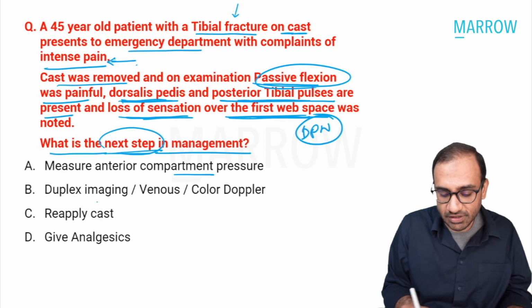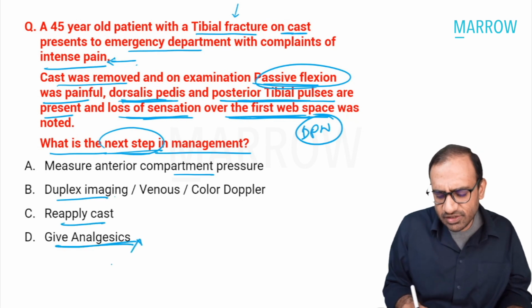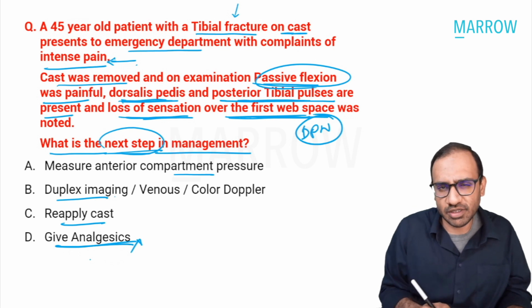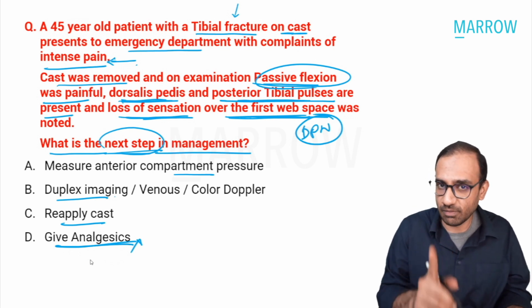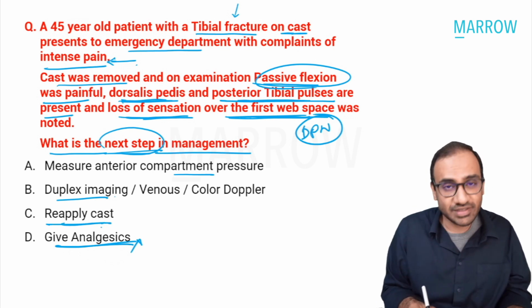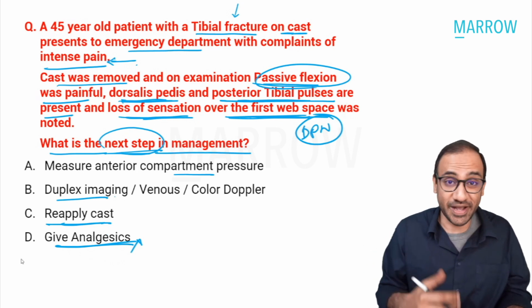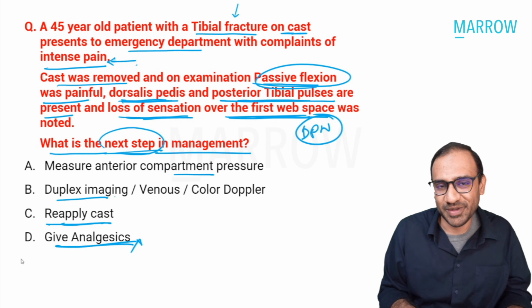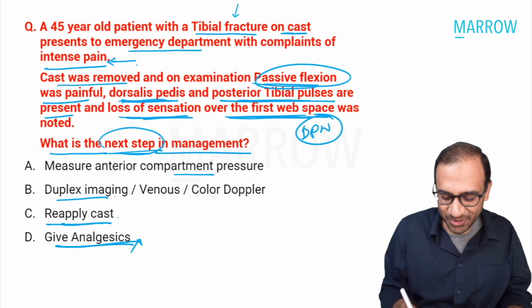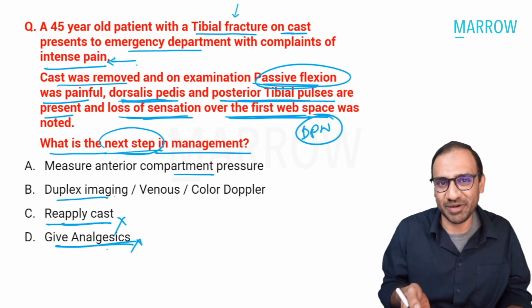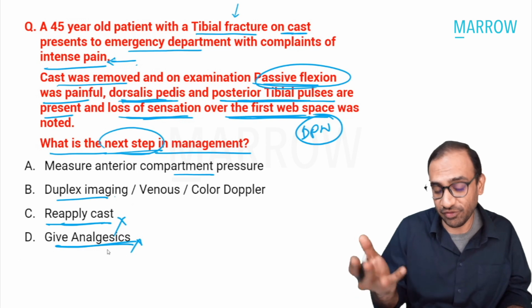Measure the compartment pressure, or do duplex imaging, reapply the cast, or give analgesics. Giving the analgesics will not help. It's just symptomatic management. It will control the pain, but it will not stop the compartment syndrome. Reapply the cast? Yeah, joke. Make sure you do it so that you expedite the process of compartment syndrome and take the limb for amputation. Don't do that. Don't reapply the cast. The patient is in compartment syndrome. You have to remove any kind of covering.